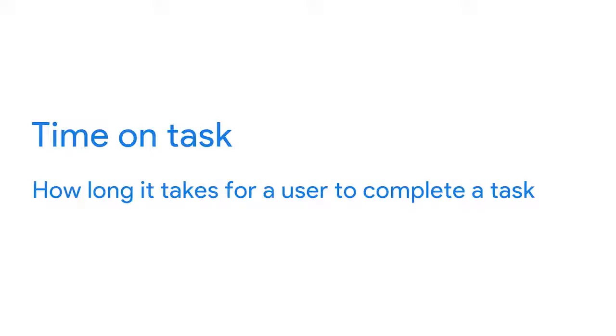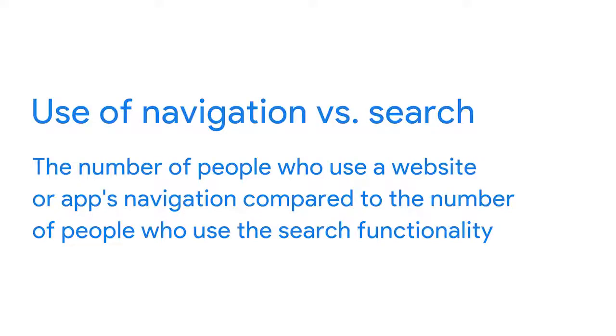This measures how long it takes for a user to complete a task. A task could include filling out forms, making a purchase, or any other user activities. It's generally safe to assume that the less time it takes for users to perform a task, the more effective your UX design is.